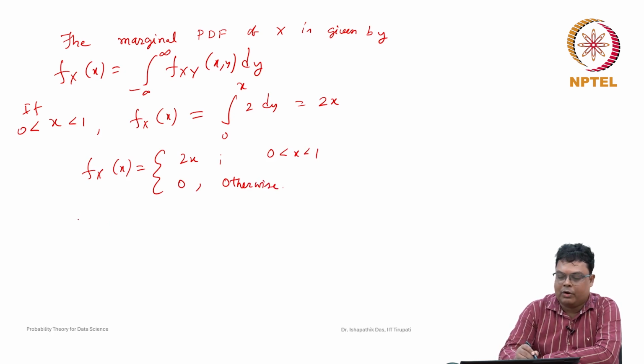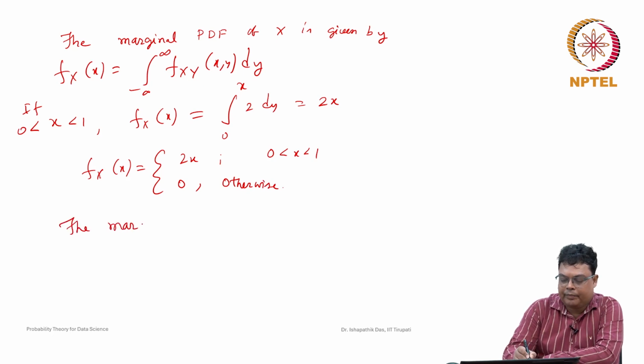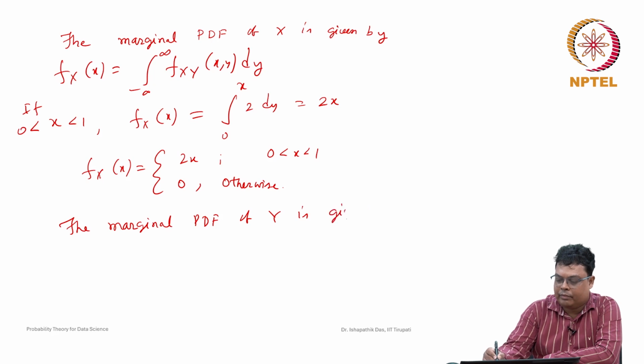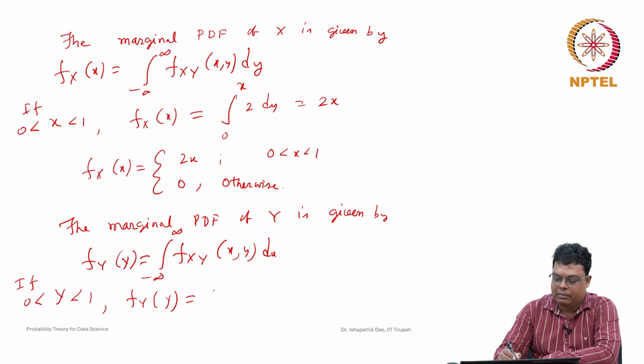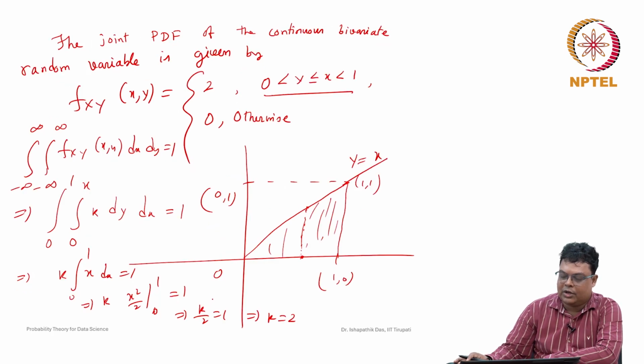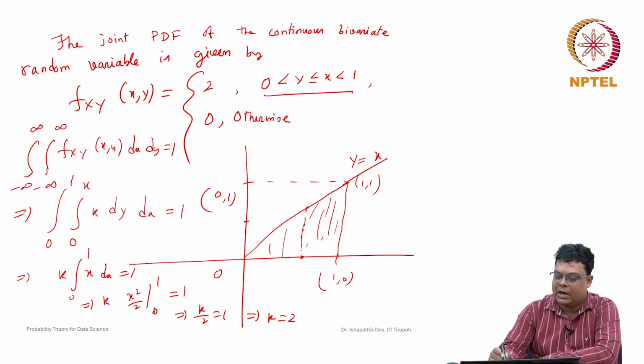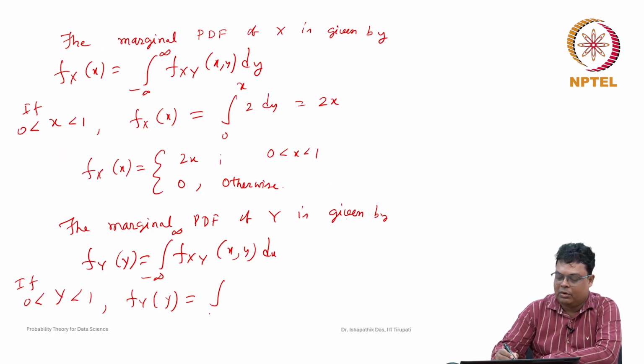Now we want to find the marginal probability density function of y also. It is given by f of y, which is the integral from minus infinity to plus infinity of f(x,y), and in this case we integrate with respect to x. The joint density is non-zero only if y is between 0 and 1. What will be the limit of x? For any particular fixed value of y, the lower limit will be y and the upper limit 1. So this is the integral from y to 1 of 2 dx.